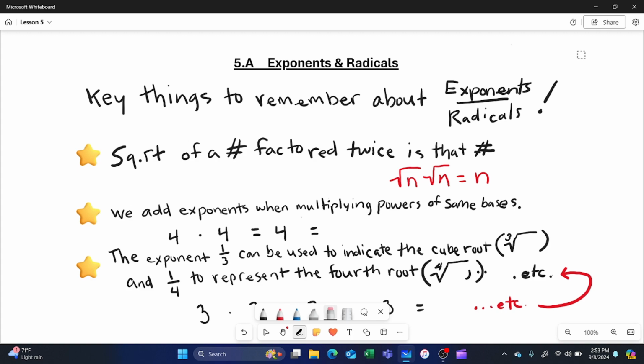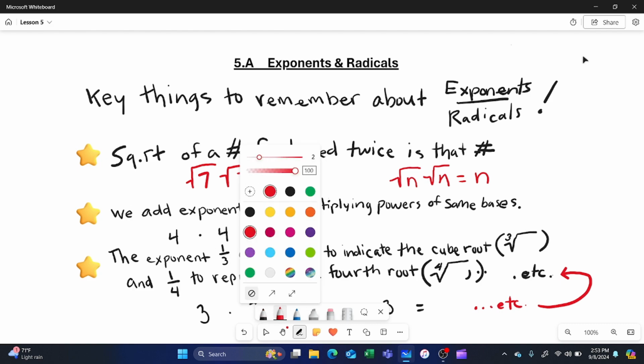It has 4 parts: 5A, B, C, and D. We're going to start with 5A and exponents and radicals. As you see from the screen, it says key things to remember about exponents and radicals. The square root of a number factored twice is that number. Not too much of a hard concept, I don't think. If you take a number like 7 and you want the square root of that multiplied by the square root of 7, ultimately you've just gotten rid of your square roots and your answer is 7. Easy enough?